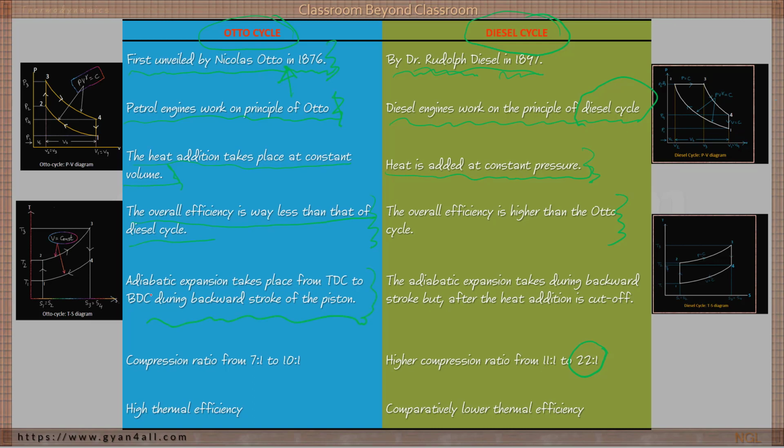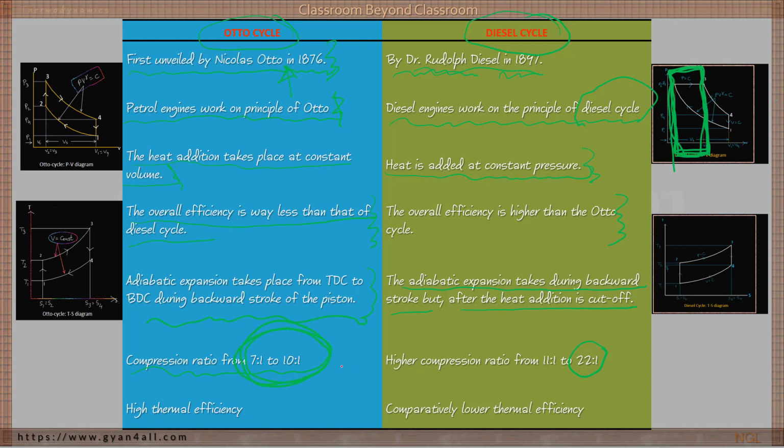As I said, TDC to BDC is the whole distance, a whole expansion stroke for the Otto cycle. But from 2 to 3, although the piston moves from TDC toward BDC, during this time no expansion takes place, only the heat addition process. That is why there is a cutoff ratio. Adiabatic expansion takes place during the backward stroke, but after the heat addition is cut off. That is called cutoff.